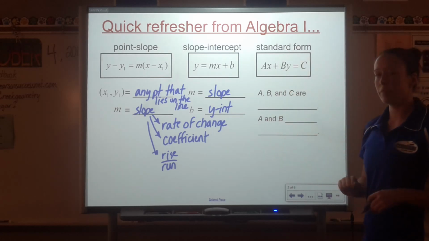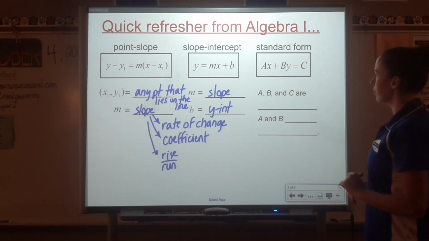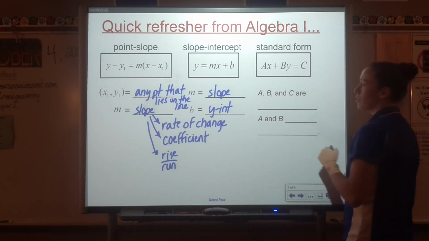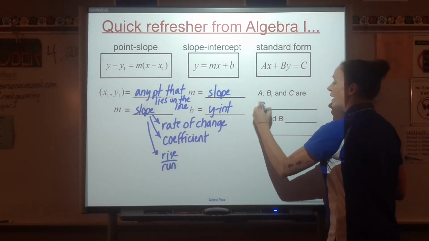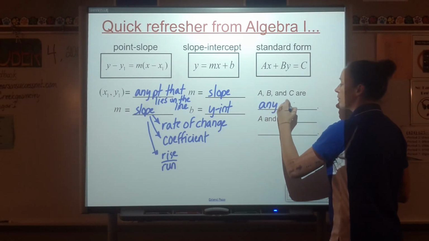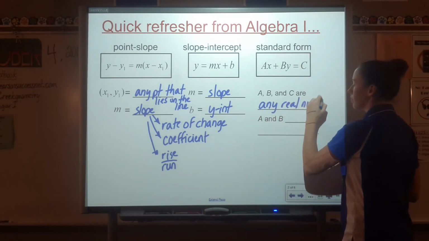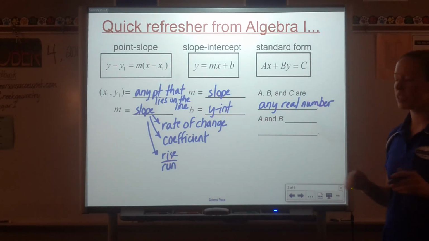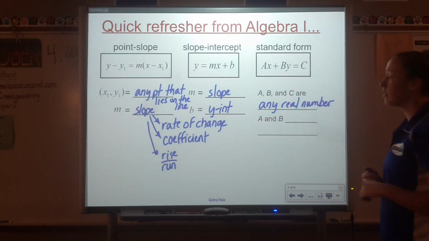Now, standard form looks a little bit different. Okay, some different notation there. We've got the a, b, and c. A, b, and c, your coefficients and constant, are going to be any real number. Positive, negative, fraction, decimal, integer, doesn't matter as long as it's a real number.